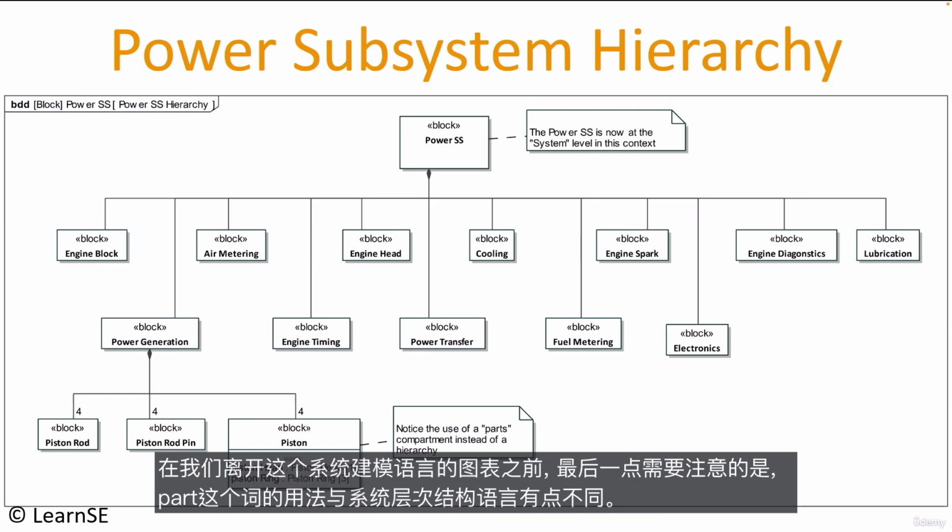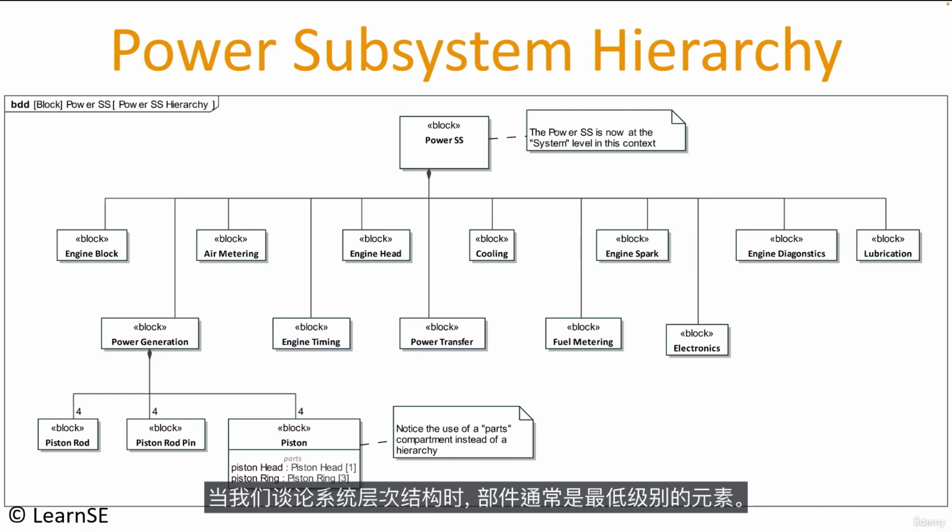In the system modeling language, the usage of the word part is a little bit different than in the systems hierarchy language in general. When we talk about a systems hierarchy, parts are usually the lowest level elements, like I just said a few slides ago. These are individual nuts and bolts and gaskets and so on. However, in the system modeling language, this isn't the case.